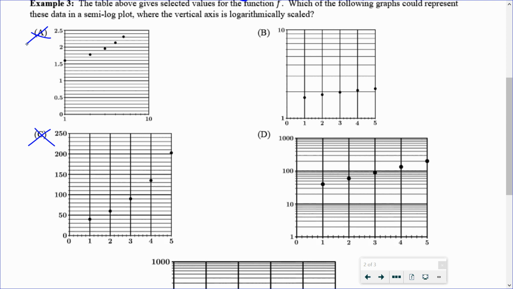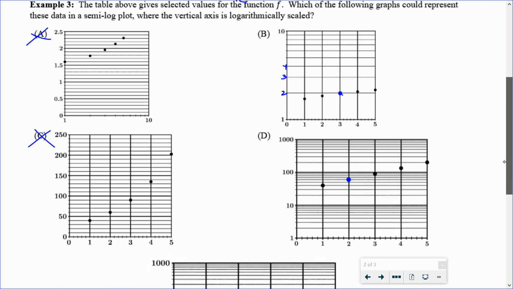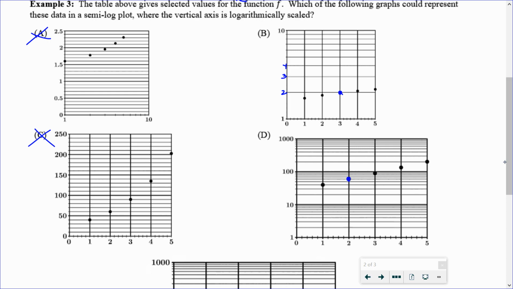So letter B and D have the right numbering system, because look, this is 1, 2, 3, 4. It's fine, but this is not correct. If I try to go to this point right here, what's that point? That's the point 3, 2. That's not what it said up there. But this one, what would this point right here be? 2, then 10, 20, 30, 40, 50, 60. Is that what it was? Yes, 2 and 60. So this is the one. It has the right scale on the side. It has the right points. So letter D, everything about it looks good.